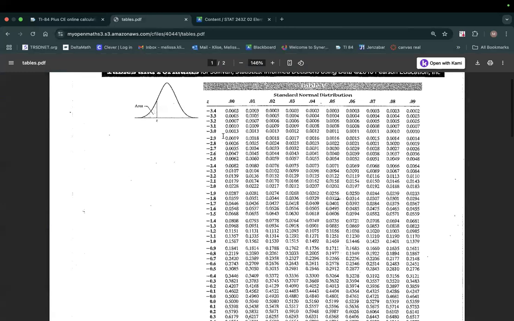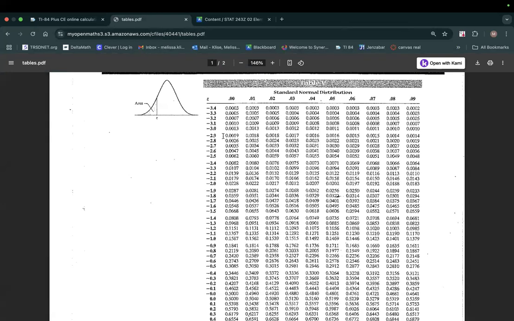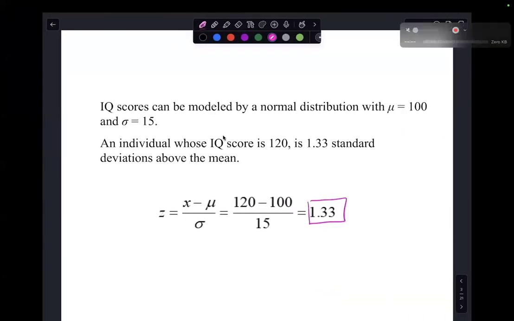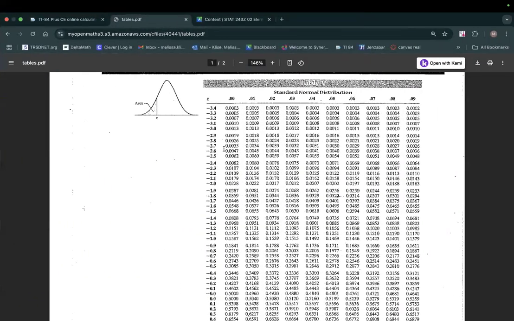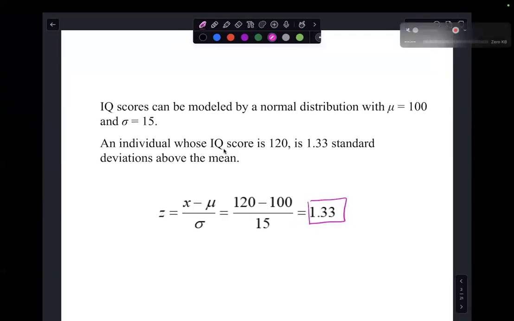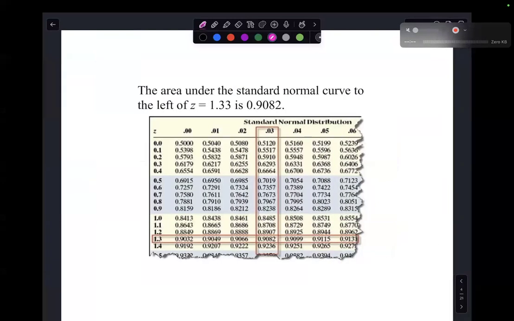So if I know a Z-score, I can determine the area of the curve to the left of that Z-score with this table. That's going to tell me, if I randomly selected a person, what's the probability that their IQ is less than or equal to 120, or the proportion of people whose IQs are less than or equal to 120. So it shows a Z table here. This Z table looks kind of different than ours, but not terribly different.